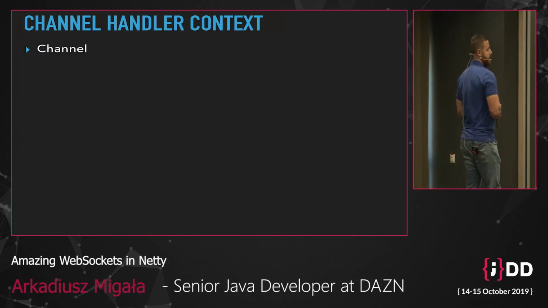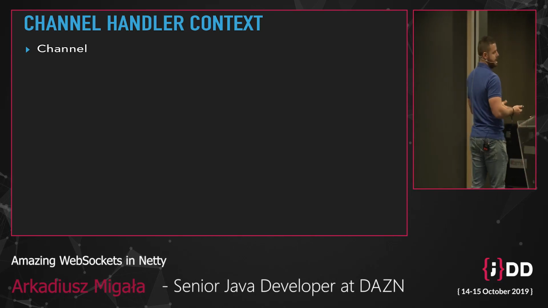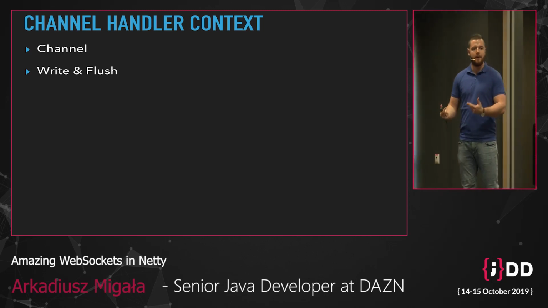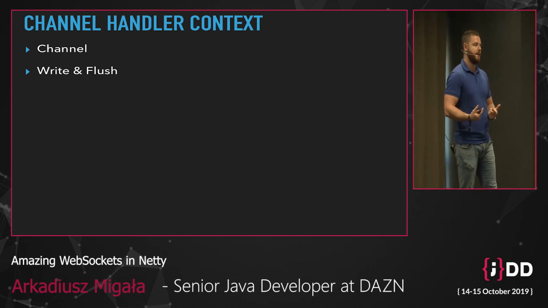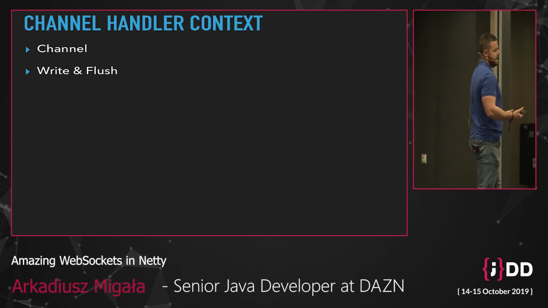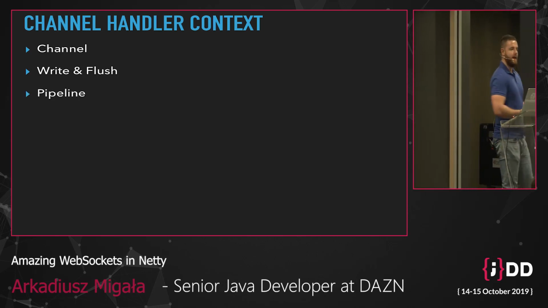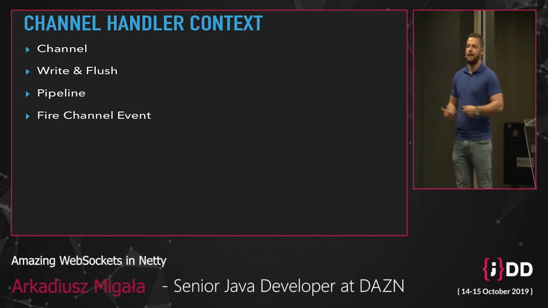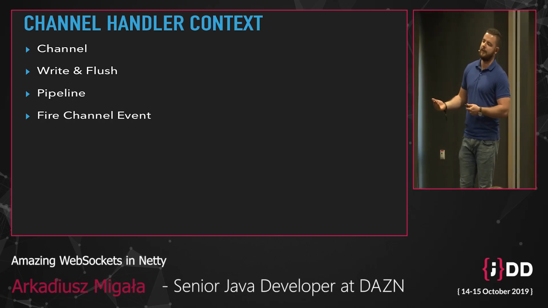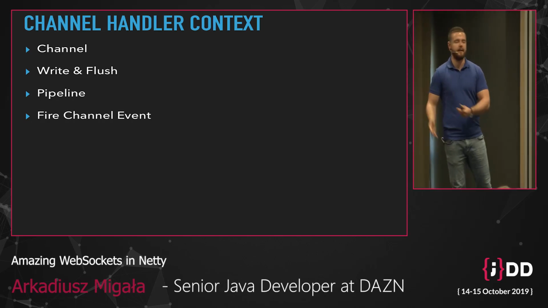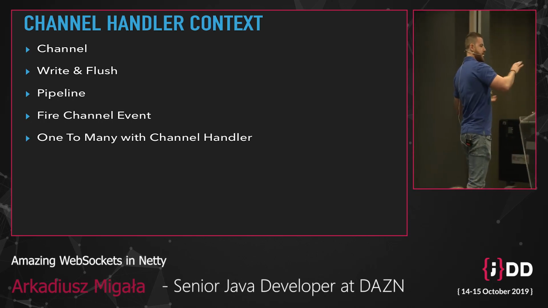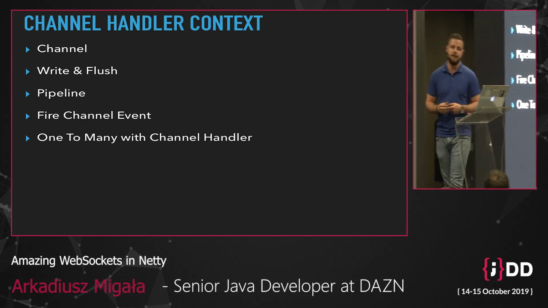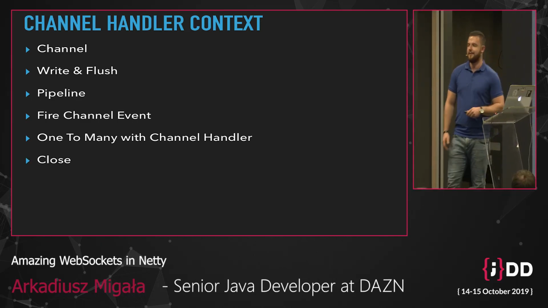Then we will have a ChannelHandlerContext on which we can access the whole channel. With the context, we can write and flush, and we can do this operation as one, or we can do it separately, and sometimes it can be optimized. We can access the pipeline, and we can modify the pipeline through the context, and we can fire some event, for example, fire channel event, to pass our event to the next handler. And the context will be passed through the handlers, so it will be in one-to-many relation with handlers in a pipeline.